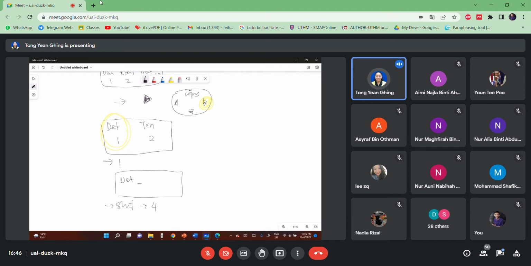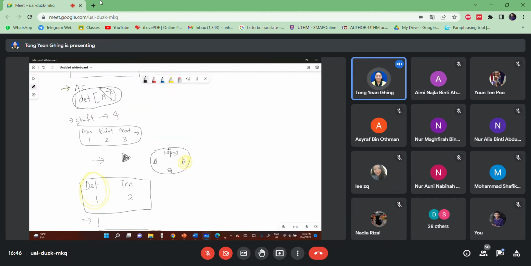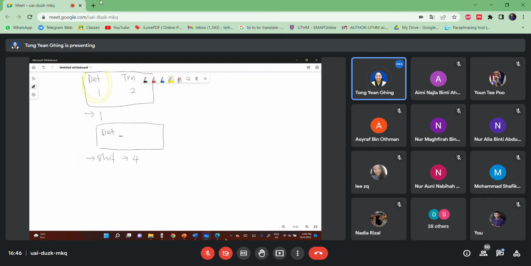Shift 4. Now because we want to do the determinant of matrix A, the determinant has come out, but matrix A has not come out yet. So now you have to choose number 3. It comes out like this, Dim, Edit, Mat, 1 2 3. So now you choose 3. You press 3 and then it will come out.